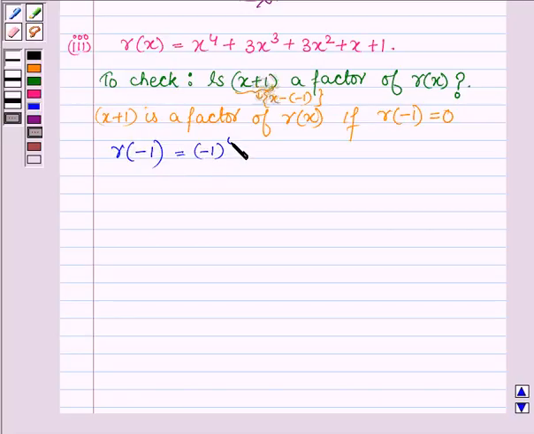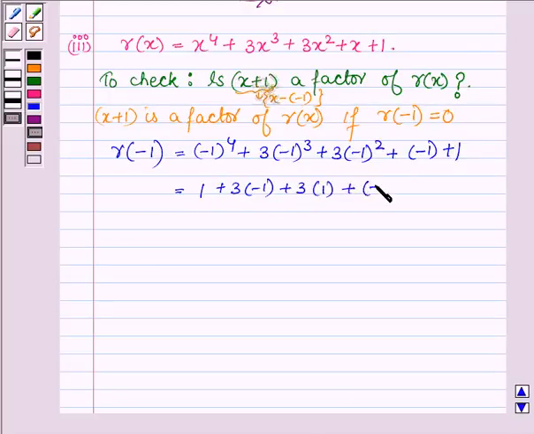So we have minus 1 raised to the power 4 plus 3 into minus 1 raised to the power 3 plus 3 into minus 1 raised to the power 2 plus minus 1 plus 1, which is equal to minus 1 raised to the power 4 gives 1 plus 3 into minus 1 plus 3 into 1 plus minus 1 plus 1, which is further equal to 1 minus 3 plus 3 minus 1 plus 1. And plus 1 cancels out with minus 1, minus 3 with plus 3, and we have 1.